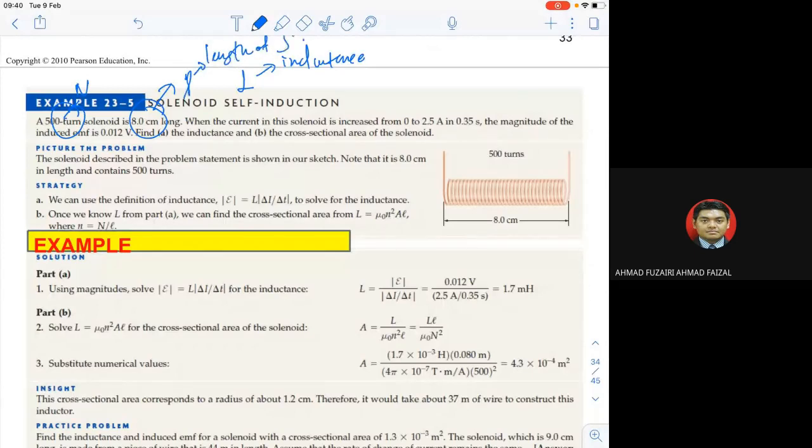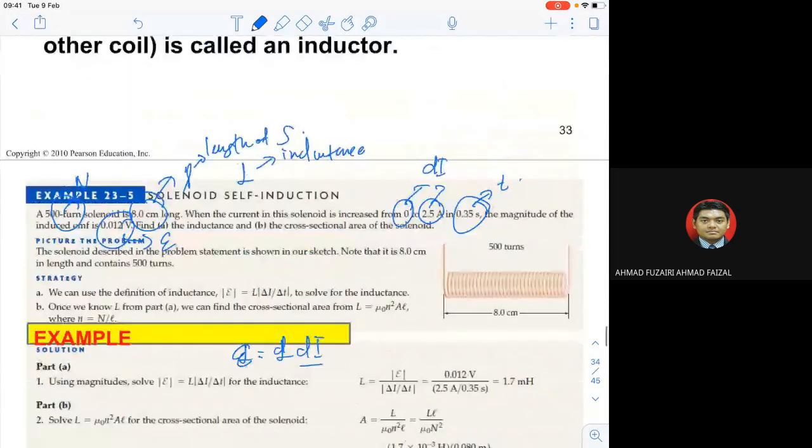When the current in this solenoid is increased from 0 to 2.5, so this should be delta I, in 0.3 seconds, this should be delta t, the magnitude of the induced EMF is given. Find (a) the inductance. So the EMF equals L delta I over delta t, if I'm not mistaken.